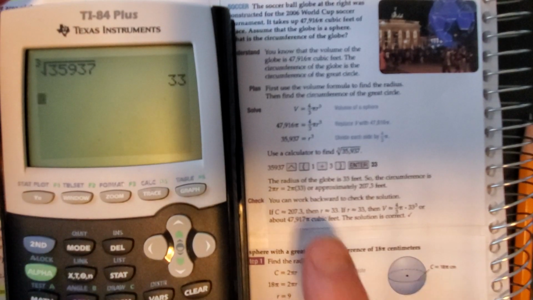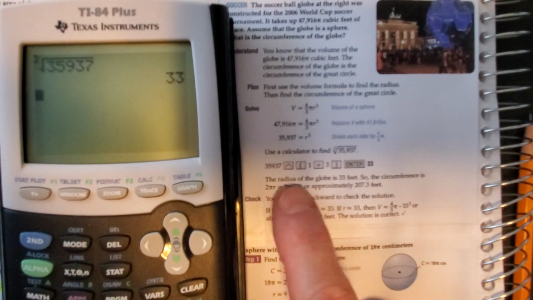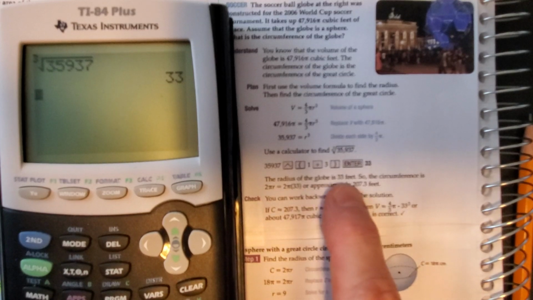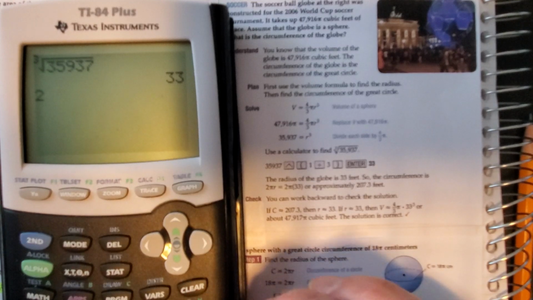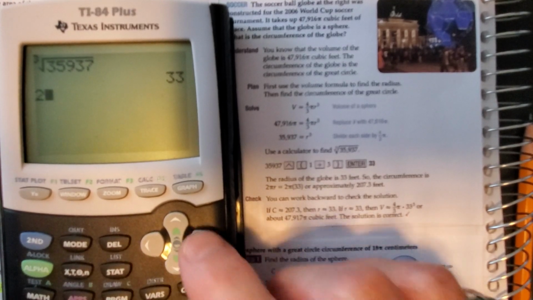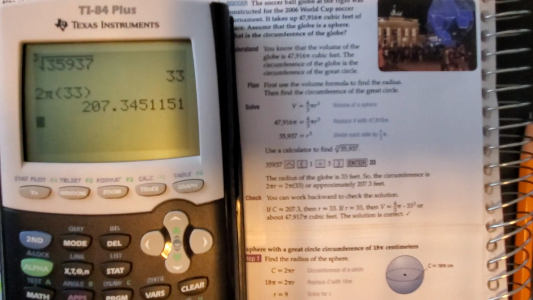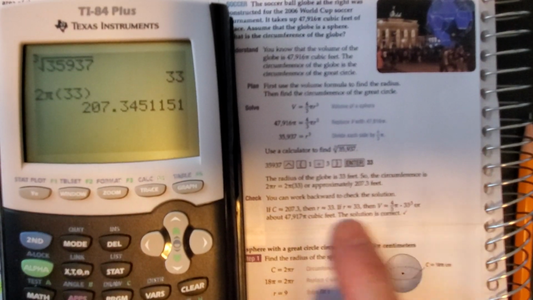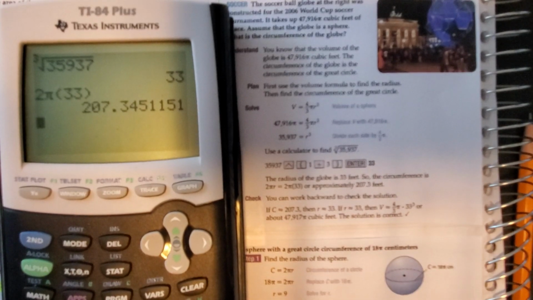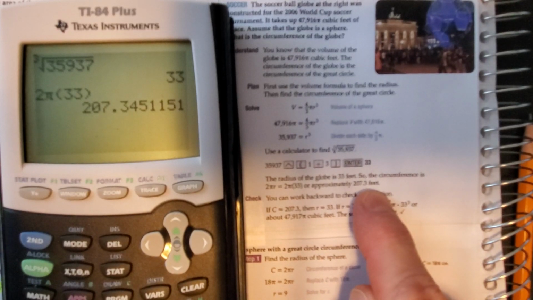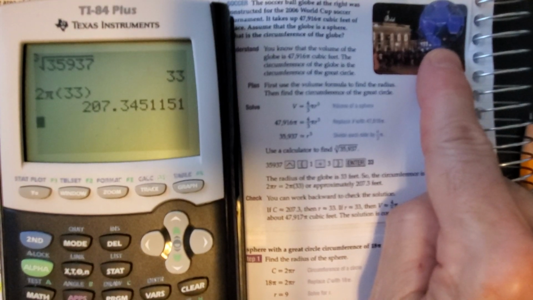Any questions on that? Ask me or figure it out. Email me or text me. So the radius of the globe is 33 feet. So the circumference is going to be 2 pi times 33, or 207.3, okay? So the solution, oh, they're just checking it. So 207.3 feet. So you'd have to know, on that problem, how big an area you need for that.